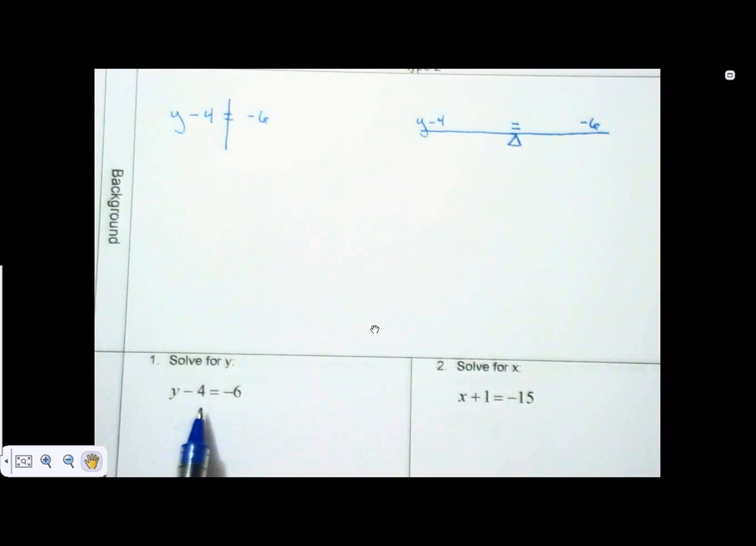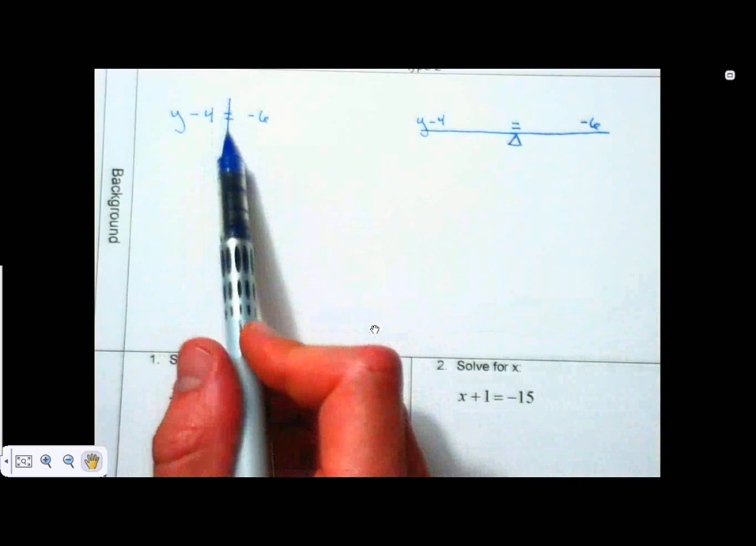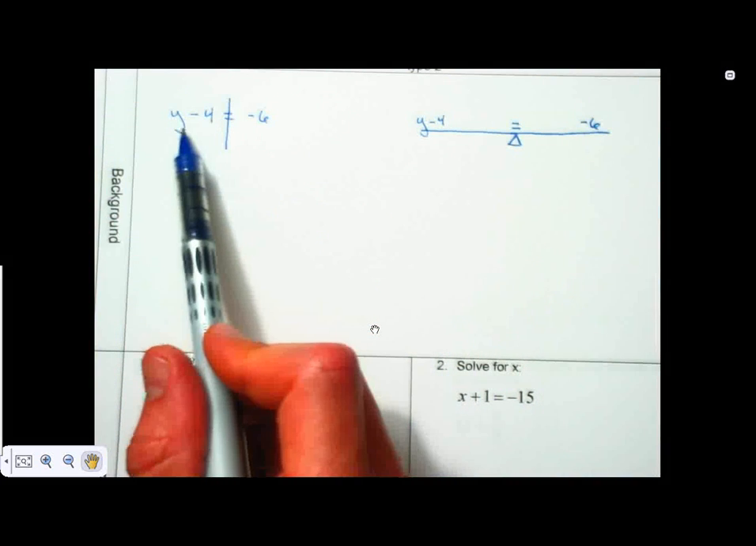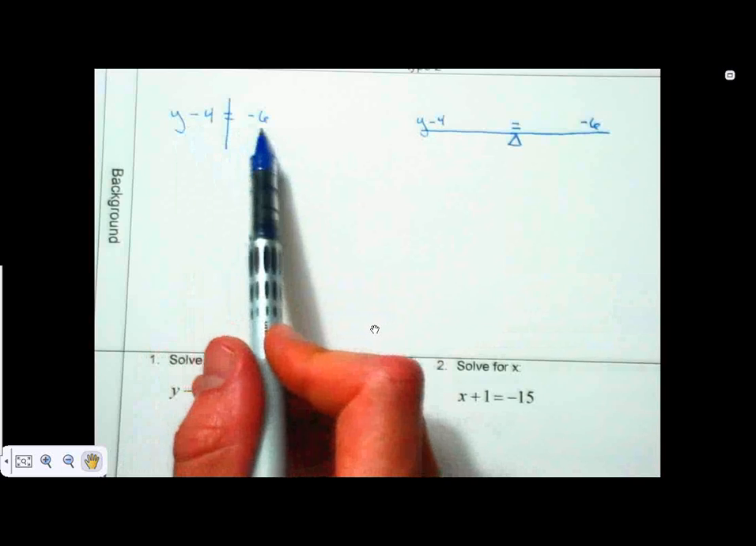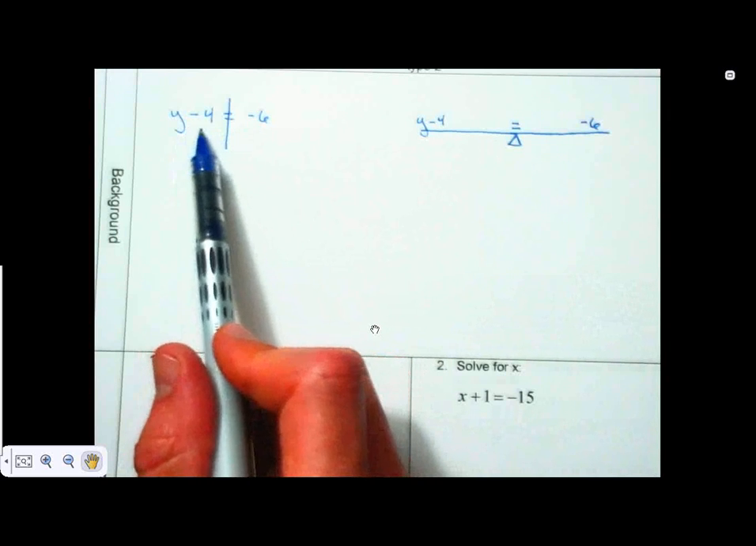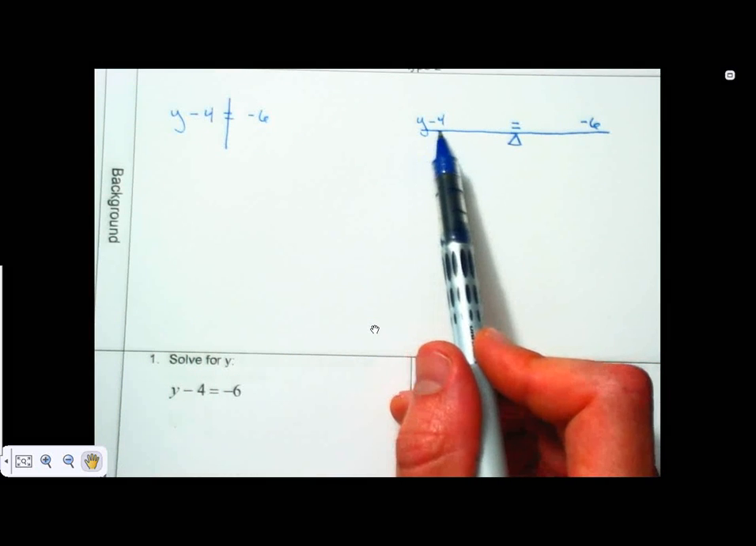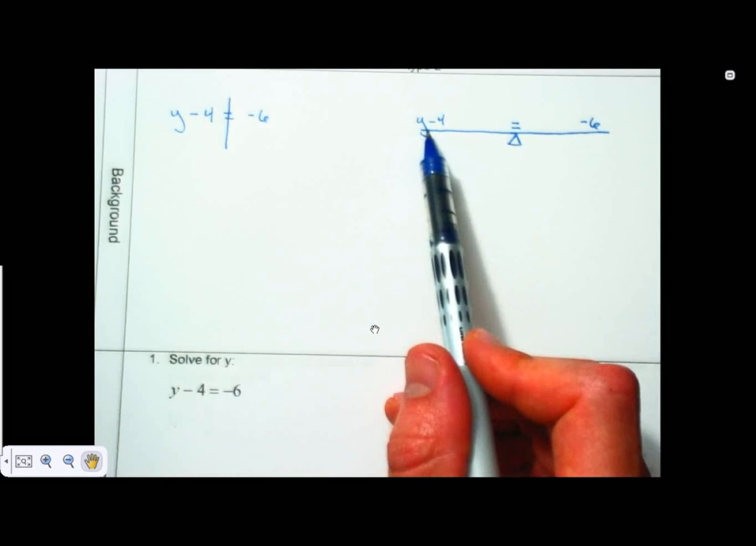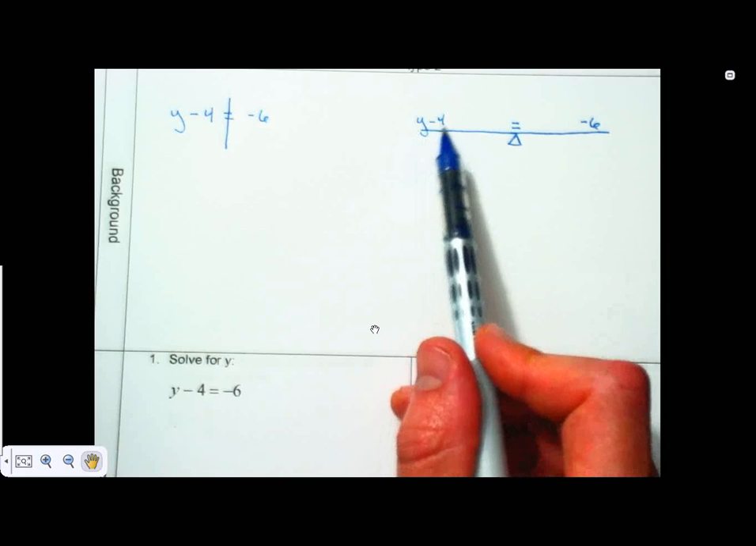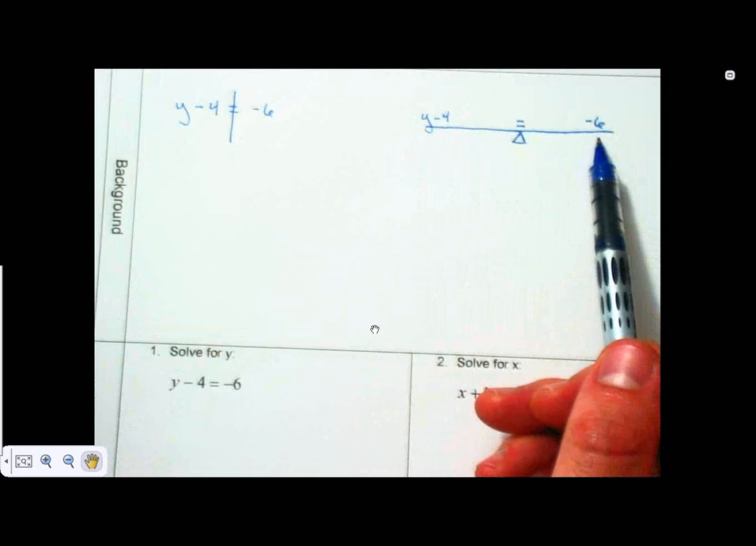What I want you to realize is that an equation has a left side and a right side. So I've drawn a line through the equal sign so that you can see the separation between the left side and the right side. And the idea is that the left side is perfectly balanced out with the right side. So I've drawn a picture of a seesaw because that's how you can think of an equation. The left side, which is y minus 4, is in perfect balance with the right side, which is negative 6.